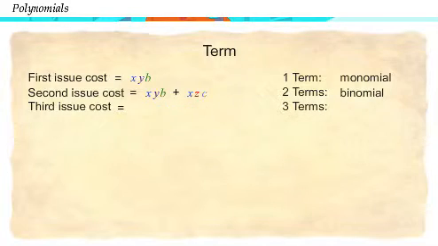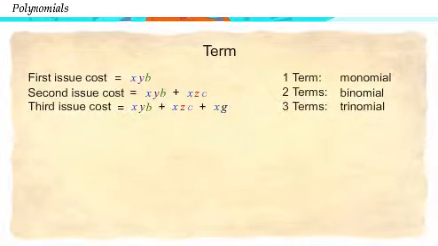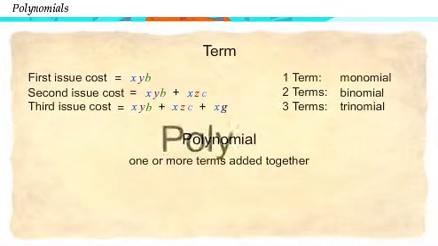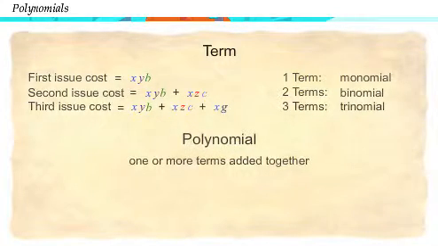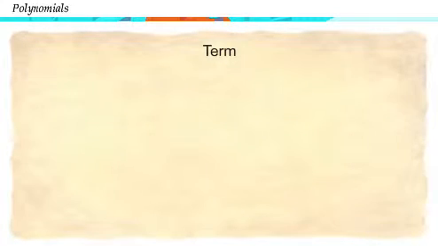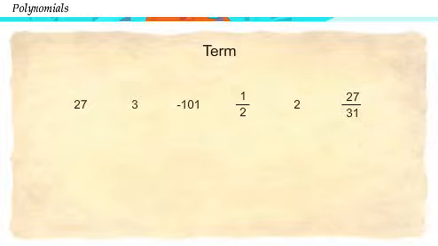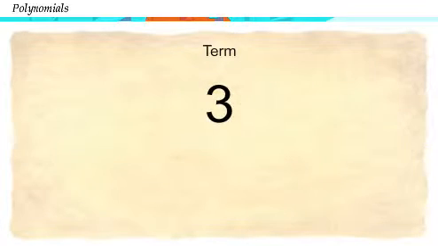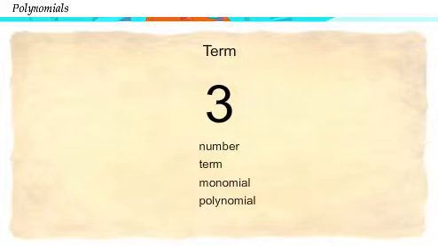Three terms added together is a trinomial. The overall term we use to describe one or more terms added together is polynomial. Poly means many. Let's take a closer look at terms. Terms can be numbers, either positive or negative, including fractions. So the number 3 is a term. It's a monomial, and it's a polynomial.